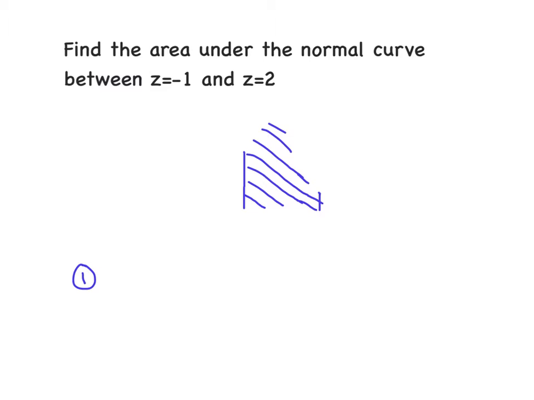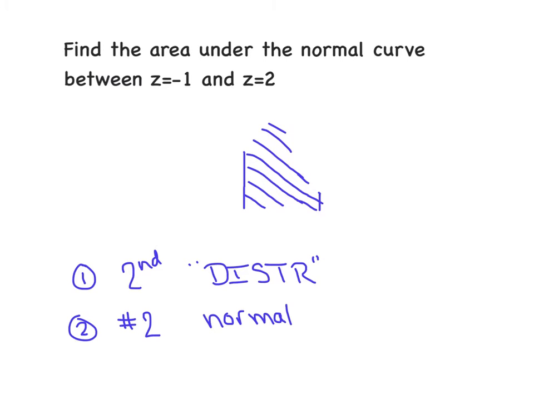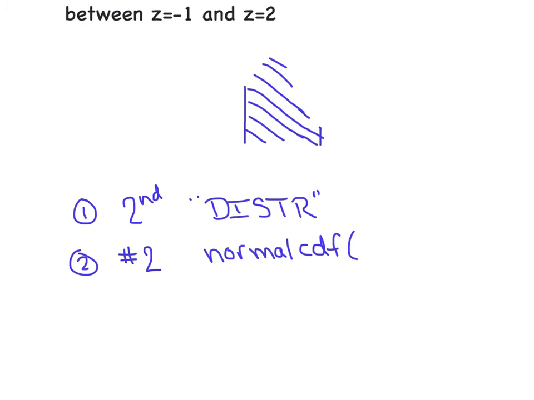And so my first step is to hit second and then distribution, which is abbreviated DISTR. Now once you get to that menu, we are looking for option number 2 on that menu, which says normal CDF, just like that, and it shows an opening parenthesis with it. And so once you choose option number 2, it's going to take us back to the home screen. You may or may not have a stat wizard. Either way, I think the stat wizard makes it more self-explanatory. And so we're going to go normal CDF.